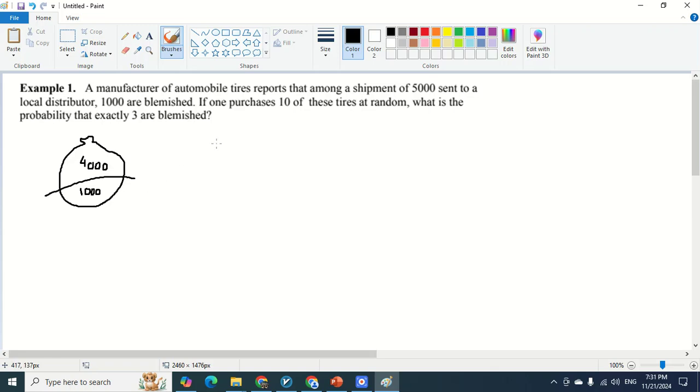So if one purchases 10 of these tires at random, meaning we select only 10 tires of the cases we talk about, let me just sketch one tire over here. Up to 10 of them are selected. So what is the probability that exactly 3 are blemished? I want to know that probability.